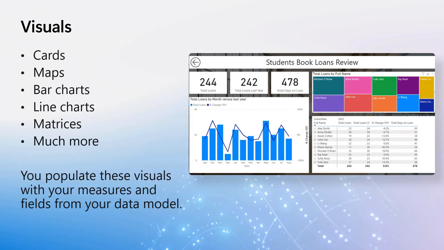This is the student book loans review page, and we can see a number of different visualizations. We can see 3 cards along the top, a tree map with the names of our students and how many books they've taken out on loan, a bar and line chart which shows us on a month-by-month basis how many loans have been taken out, in addition to the degree to which they change year on year. And finally, there is a matrix indicating the names of the students, the total loans they've taken out, how many they took out last year, and how much it's changed year on year.